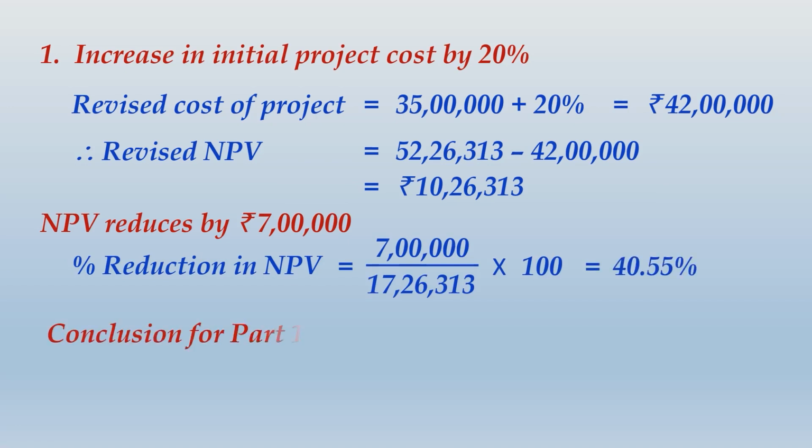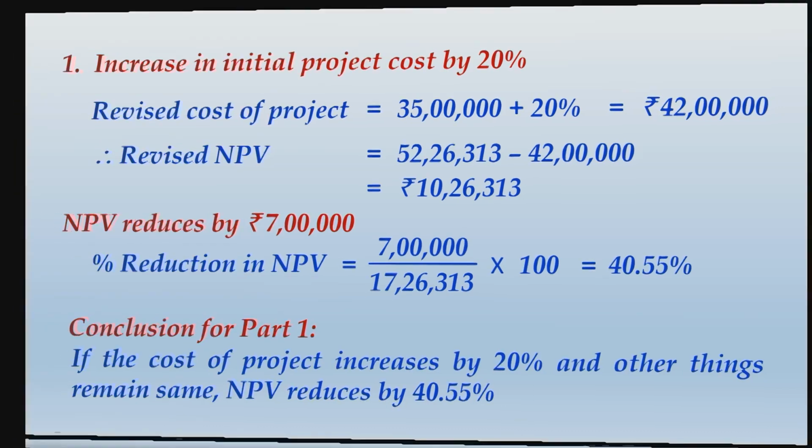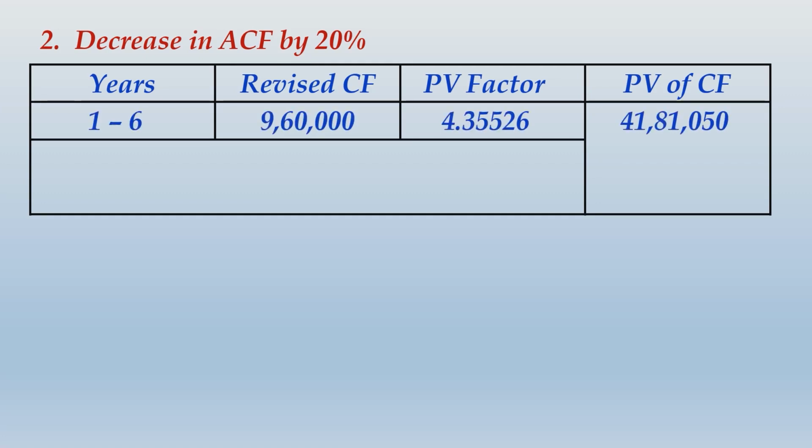The conclusion for part 1 would be, if the cost of the project increases by 20% and other things remain the same, NPV reduces by 40.55%. Let us move ahead and deal with the next factor, that is risk of decrease in annual cash flows by 20%. So basically, you have to make the same type of calculation, but your revised cash flows will reduce by 20%. Revised cash flows will be 9,60,000.